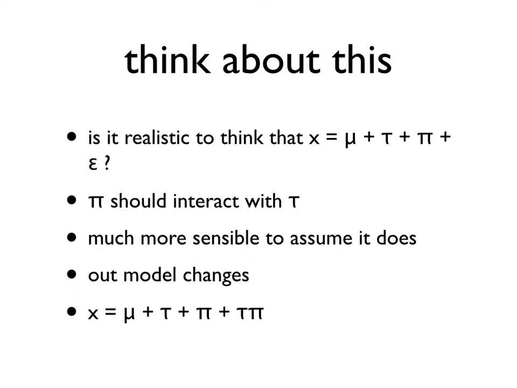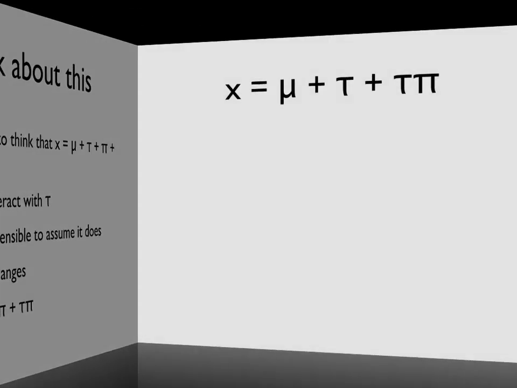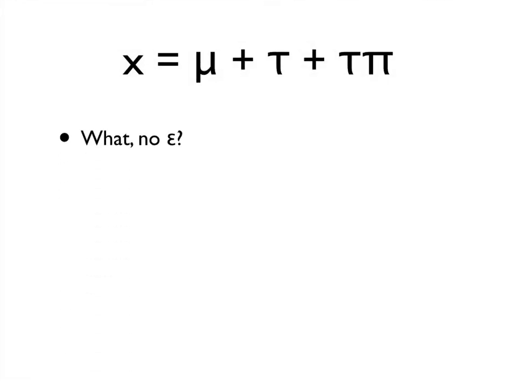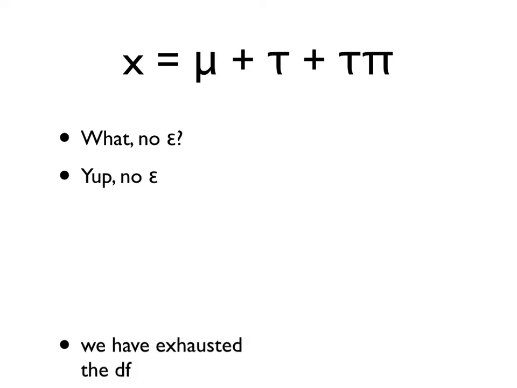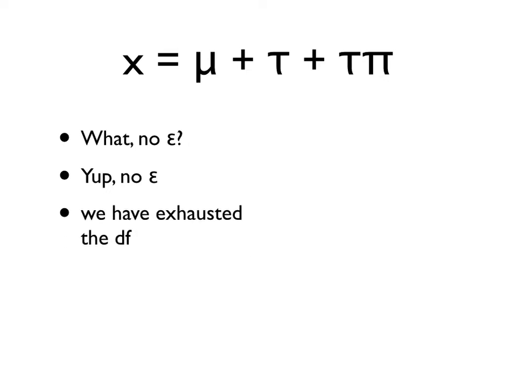Tom. Should epsilon be in that model? Aha! No epsilon? Yep, no epsilon. It's an excellent question, and I guessed it. X equals mu plus tau plus pi. But this sort of looks, by the way, like the back of a Russian hockey sweater somehow, doesn't it? We've exhausted the degrees of freedom. They're gone. There's a finite amount of degrees of freedom in the model, and we don't have any left over for epsilon.